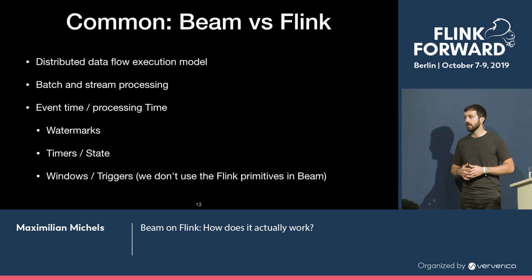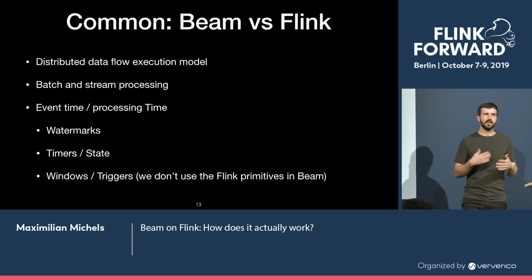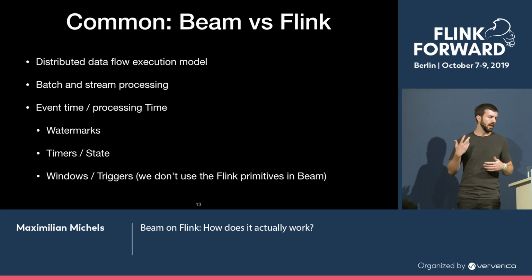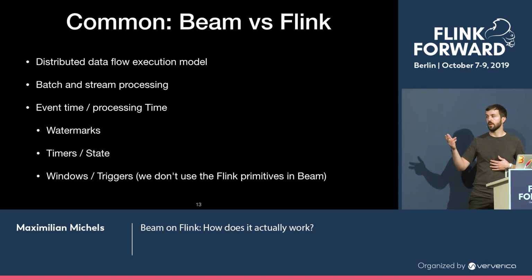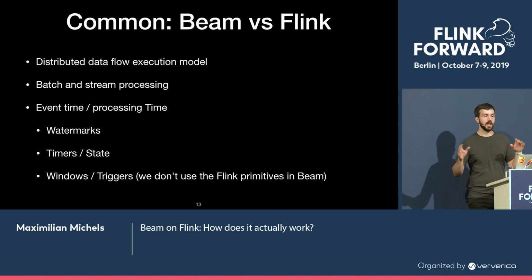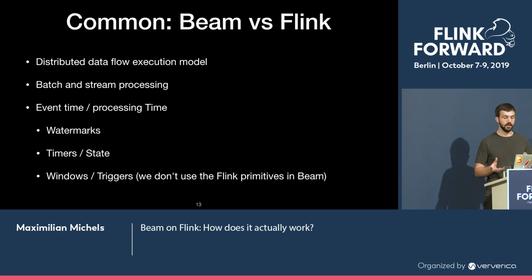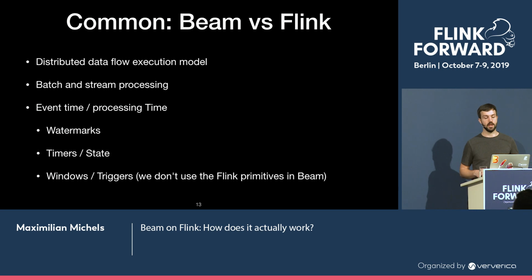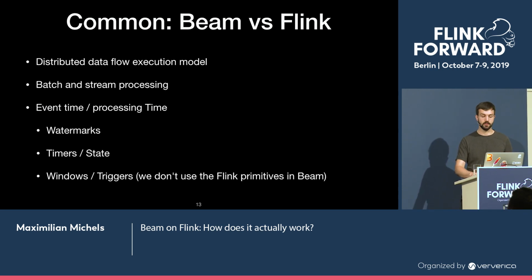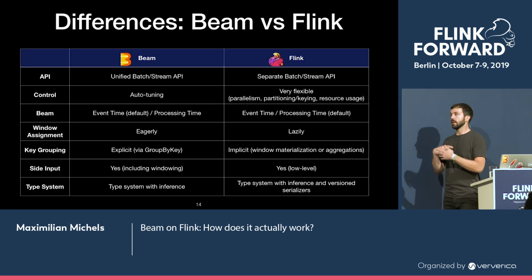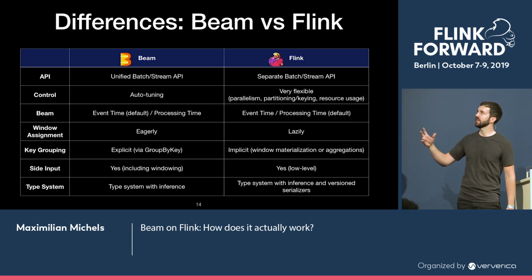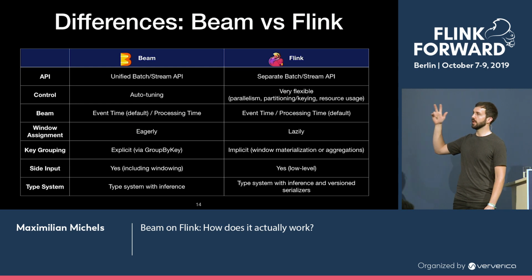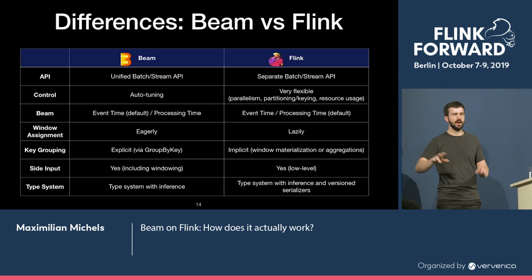But we will see that just because we have this concept doesn't mean we leverage it. For example, in Beam, we don't use the windows and triggers that Flink offers because they are slightly different, and so we have our own set of libraries which enable us to use windowing and triggering. This is a gross oversimplification, but I just wanted to highlight some of the differences. So we have two APIs with Flink. Flink is very much about having control.